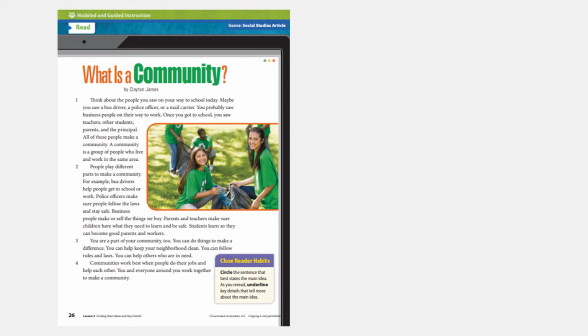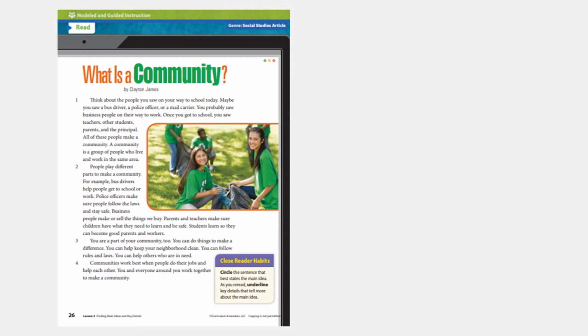A community is a group of people who live and work in the same area. People play different parts to make a community. For example, bus drivers help people get to school or work. Police officers make sure people follow the laws and stay safe. Business people make or sell things we buy. Parents and teachers make sure children have what they need to learn and be safe. Students learn so they can become good parents and workers.